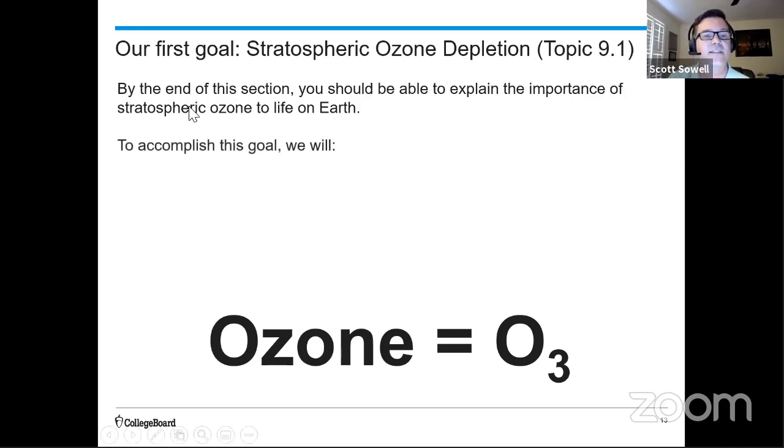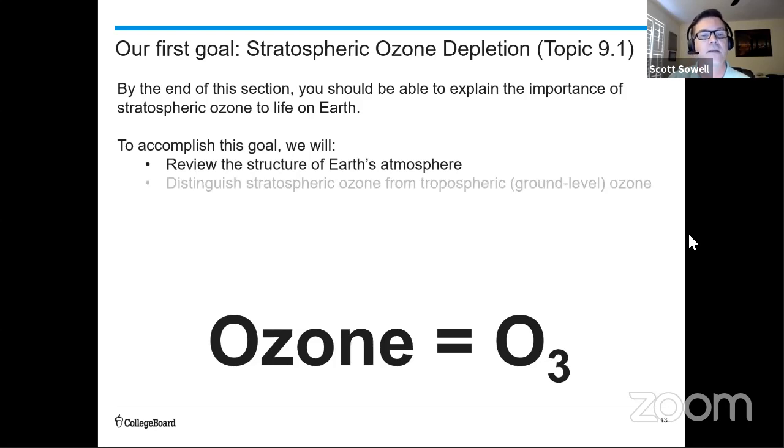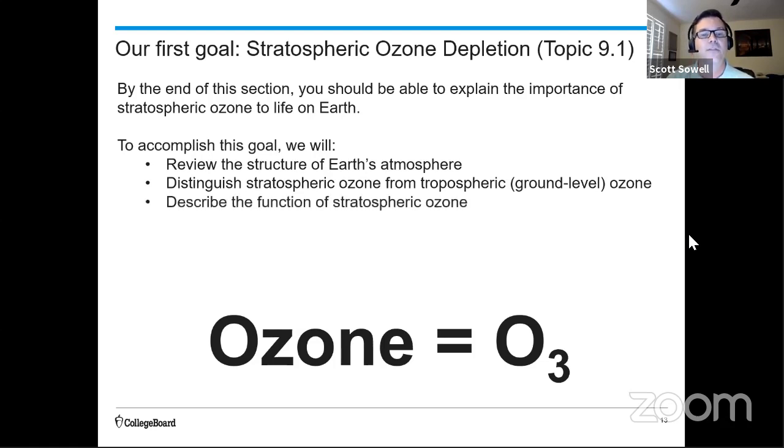To get to this understanding of why stratospheric ozone is important, we are going to, again, review the structure of the Earth's atmosphere. Then we're going to make a clear distinction between stratospheric ozone and tropospheric ozone, that ground level ozone. We need to make that distinction very clear. Once we define those two, we're going to specifically look at stratospheric ozone. What is it doing for us?